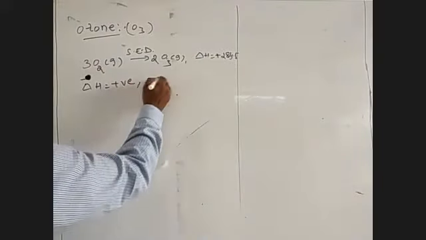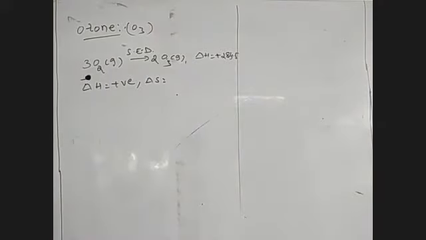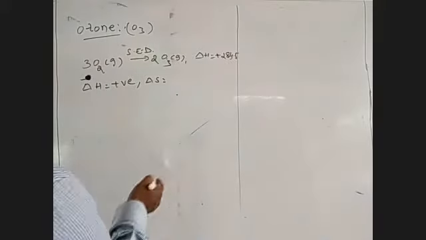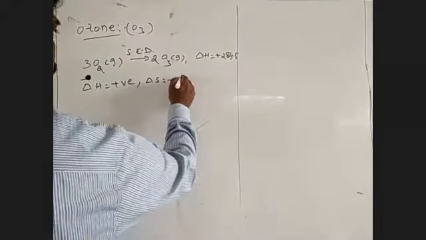Delta S means the change in entropy. If in a chemical reaction the number of moles in the gaseous state increases, the entropy of the system also increases, so delta S is taken as positive. If the number of moles in the gaseous state decreases, delta S is taken as negative. In this case, 3 moles of O2 give 2 moles of O3. Therefore, the number of moles in the gaseous state decreases, so delta S is taken as negative.